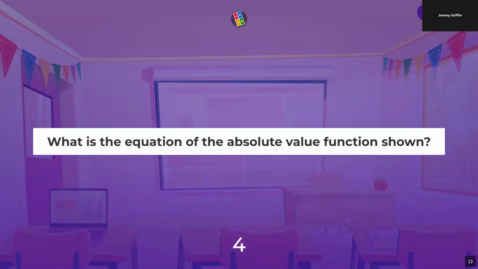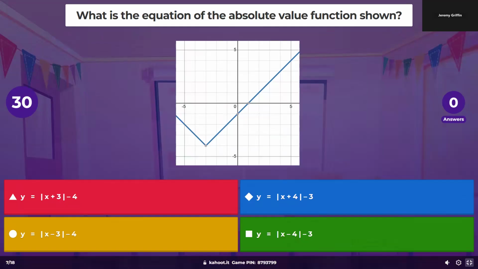I think Jets. What's the equation? Absolute value. You've got a classic V shape relative to the origin. It looks like it's left 3 down 4. How do you get a left 3 down 4?